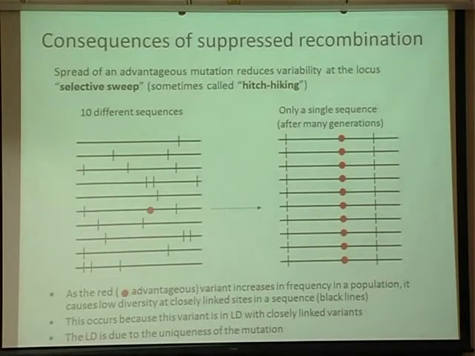Now, Brian's already talked about the consequences of suppressed recombination, so I'll go very quickly through it. The Y chromosome is, as Brian said, an asexual part of the genome that doesn't recombine. I'm talking about the non-recombining part. This evolves, and if you have a selective sweep, it's going to go through the population.